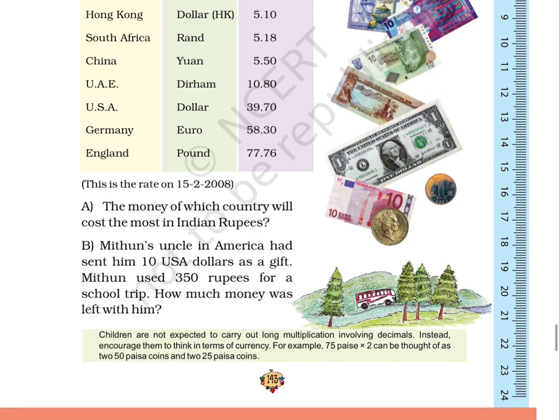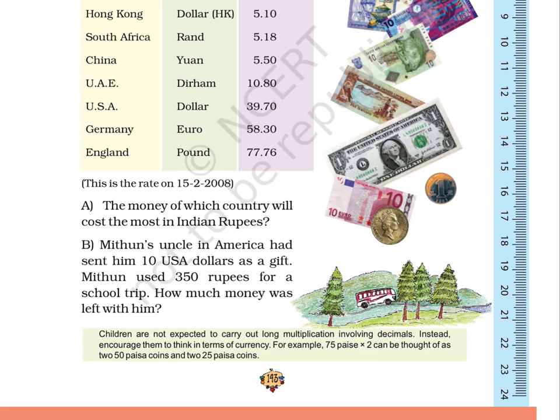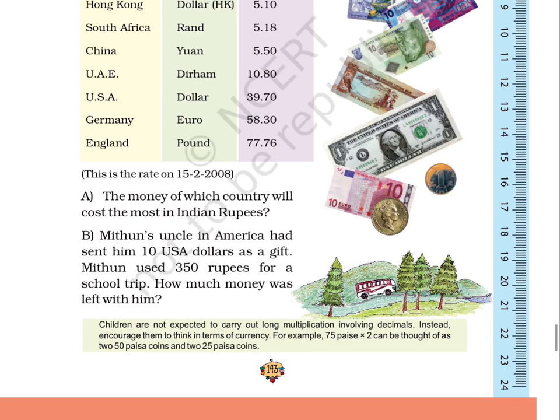A. The money of which country will cost the most in Indian rupees? B. Mithun's uncle in America had sent him 10 USA dollars as a gift. Mithun used 350 rupees for a school trip. How much money was left with him?